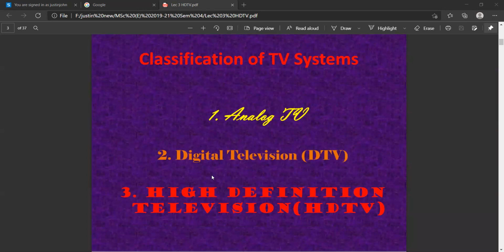We can classify TV systems broadly into three categories. One, analog TV, which uses analog signals as the message signals. Then a digital television where the message signal is digitized before transmission. And then three, high definition television or the HDTV, of which we are concerned now. In fact, the high definition television is a subset of digital television. It comes under the purview of digital television itself.